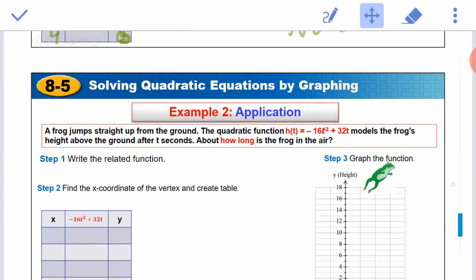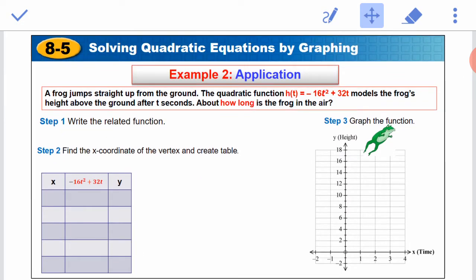Let's finish this section with a word problem, guys. Real life application. It's about a naughty frog. A frog jumps straight up from the ground. Yeah, this frog gonna start jumping from the ground level. And remember, guys, at the ground level the height is 0.